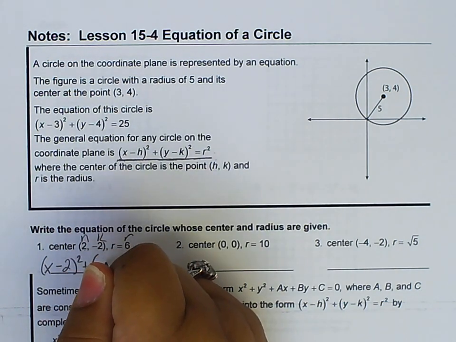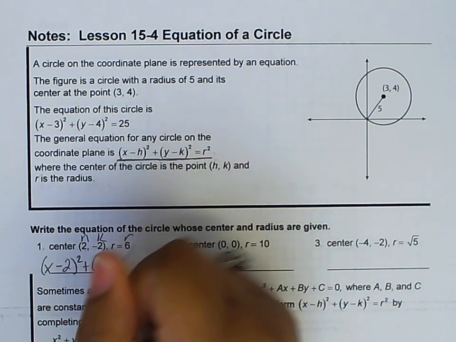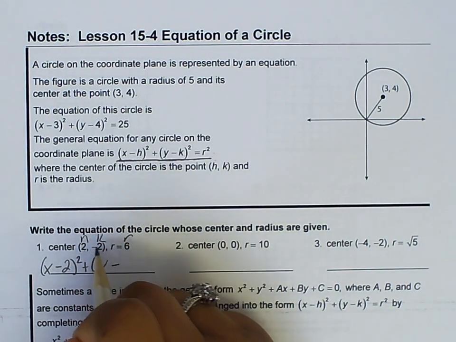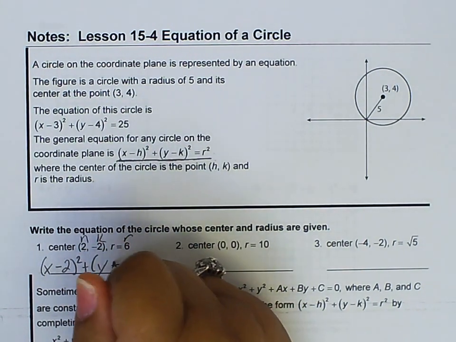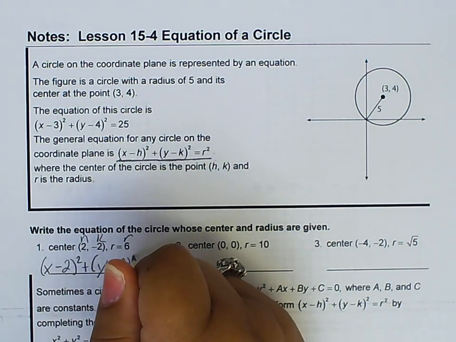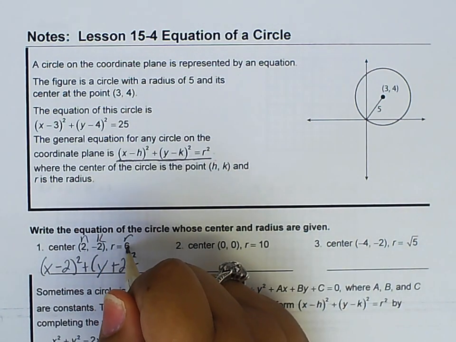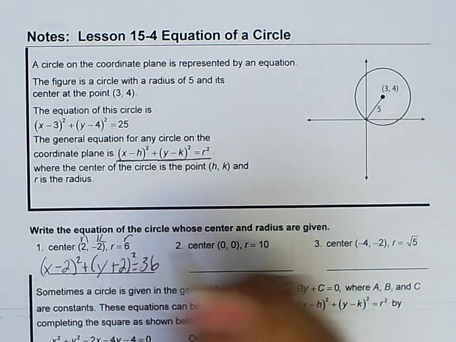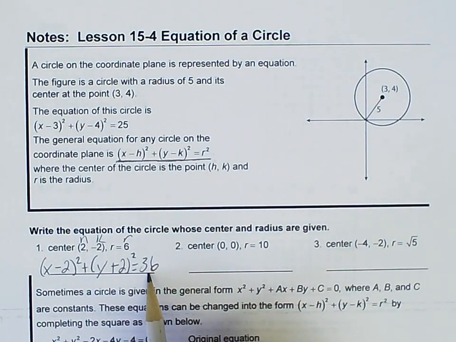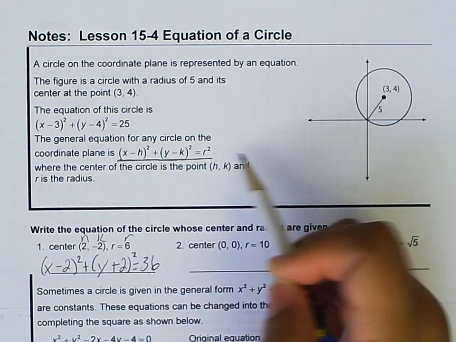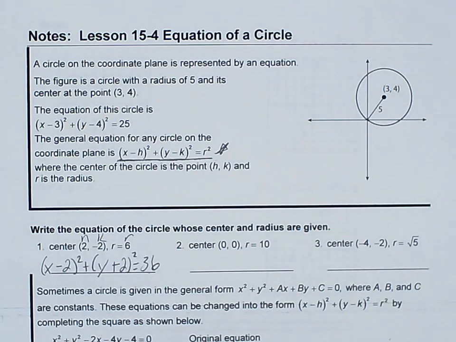Square, plus parentheses y, bring down the minus, but I have a negative, so a negative and negative should be positive 2, squared equals, oh, don't forget the square, and then 6 times 6 is 36, because it's r squared. Right, so I'm using this formula right here.